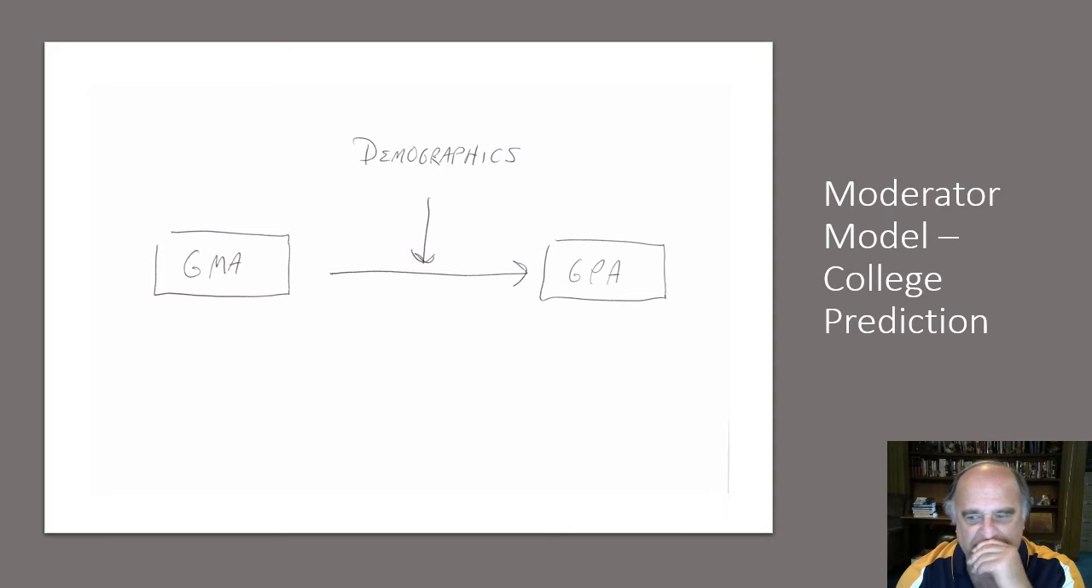model where demographics moderates the relationship between the test, in this case general mental ability, and the criterion, in this case GPA. But again, this could be any test. It could be the Big Five predicting depression. It could be a depression measure predicting suicide ideation. And we want to see if that test predicts equally for all groups or is fair for all groups. This is especially important when the demographic variable is what in the United States we would consider to be a protected class.